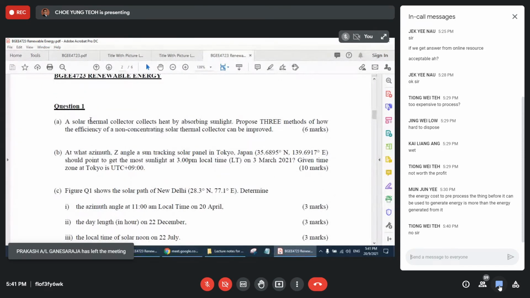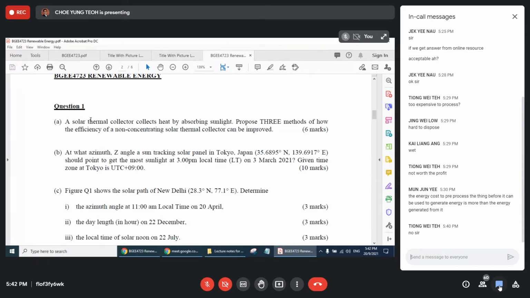Question number 1. A solar thermal collector collects heat by absorbing sunlight. Propose 3 methods of how the efficiency of the non-concentrating solar collector can be improved. So how do you want to improve this? You cannot put in a few more plates and focus all the sunlight onto one point. That already becomes a concentrating solar collector. So for this case, you have to think about how to do it.